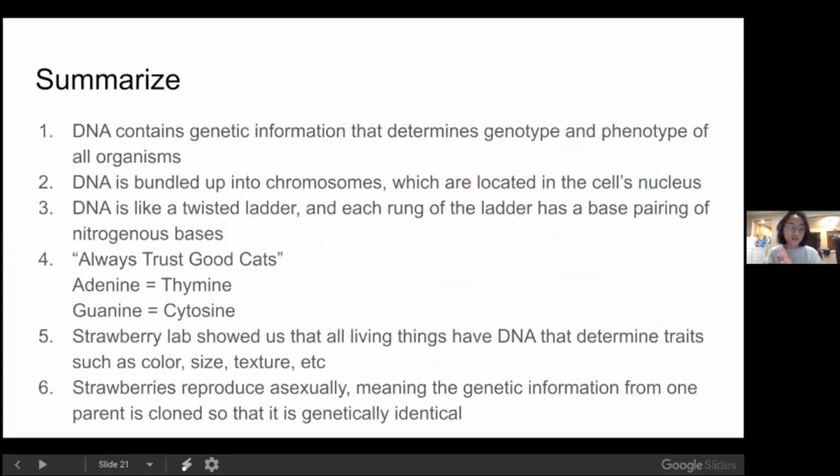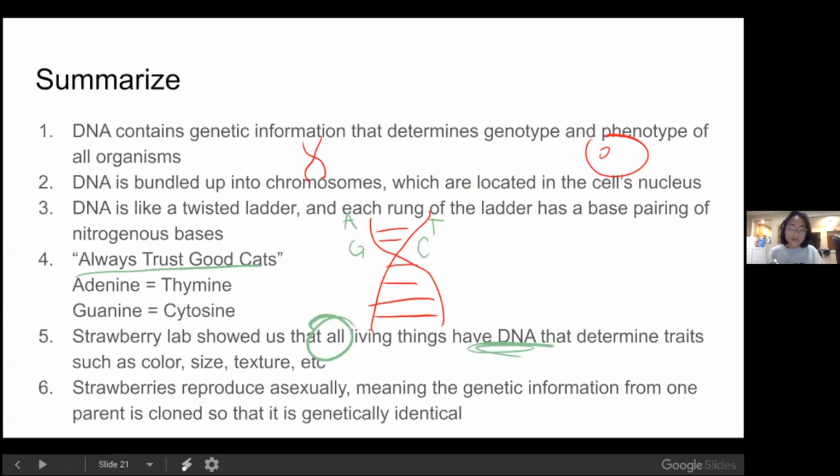So just to summarize real quick, DNA is the genetic information that determines genotype and phenotype of all organisms. And DNA is bundled up into chromosomes, which are located in the nucleus. DNA is like a twisted ladder. And each rung of the ladder actually has a base pairing. And using always trust good cats, we know that adenine always matches with thymine and guanine always matches with cytosine.